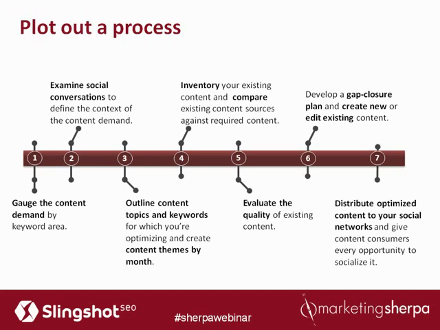Then outline content topics and keywords for which you're optimizing and create content themes by month. Then take an inventory of your content and compare that against your existing content sources. Evaluate the quality of the content and develop a gap closure plan. And you're going to find that you either need to create new or edit existing content. And finally, distribute this optimized content to your social networks and give content consumers every opportunity to socialize it.